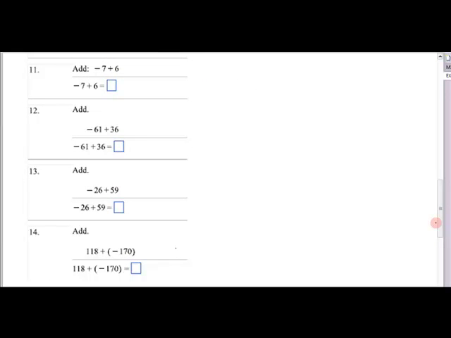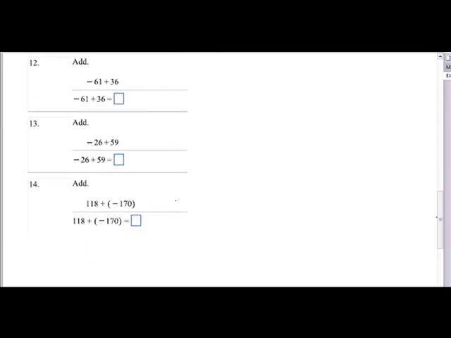-7 plus 6. One negative, one positive. Okay, different directions. You're going to have to subtract. Take 6 from 7, you get 1. The dominant number was the negative, so you would have gone more in a negative direction. You should have -1. Number 12.